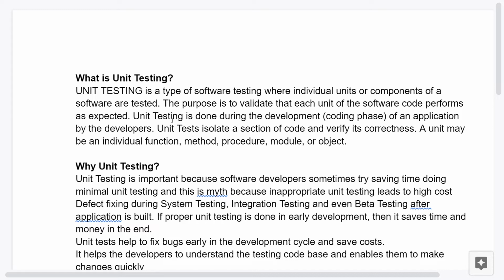This is also known as white box testing, and the purpose of unit testing is to validate that the particular code is perfect, that it is performing very well. So we can do unit testing like this.